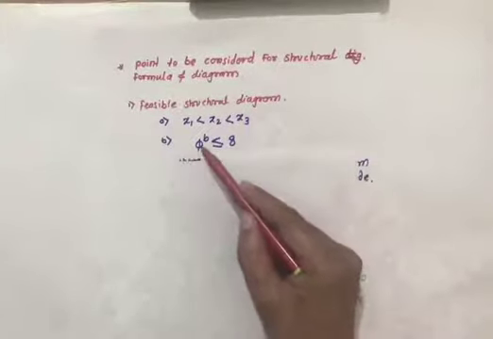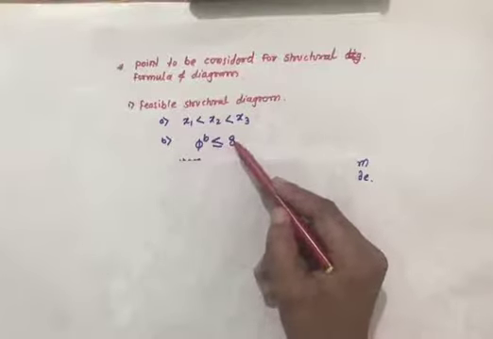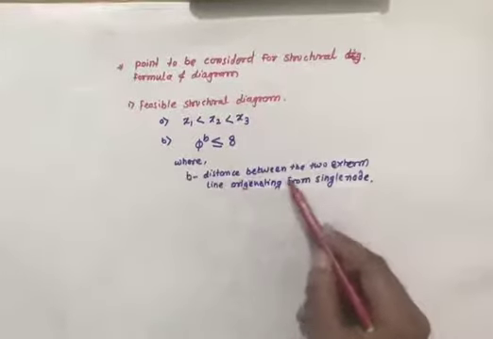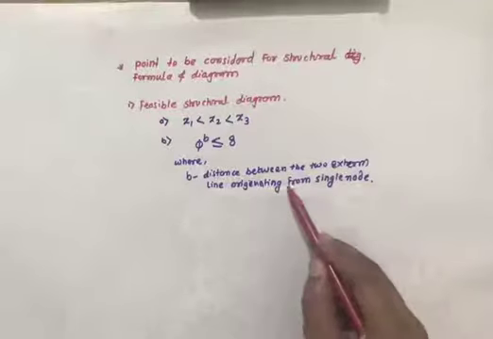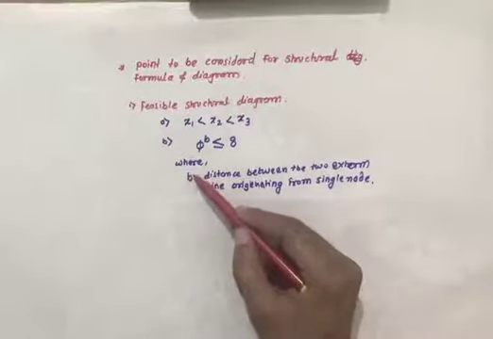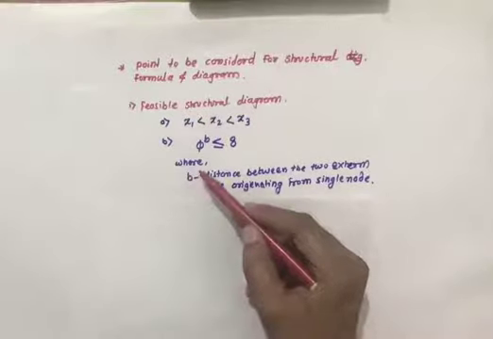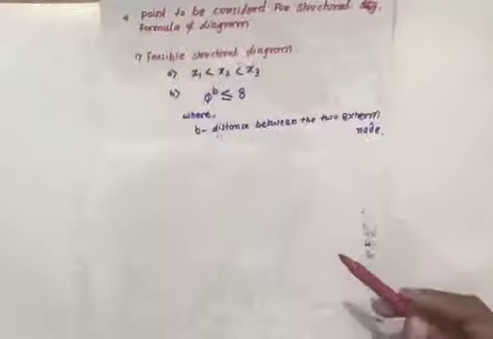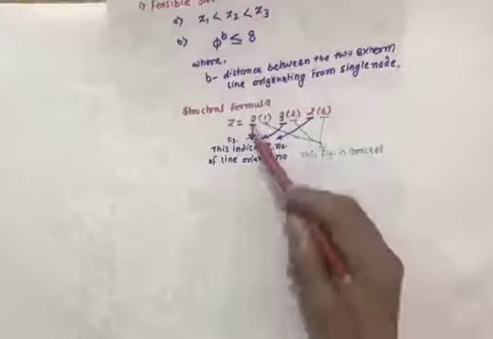Next feasibility is 5 raised to b is less than or equal to 8, where b is the distance between the two extreme lines originating from the single node. Okay, we'll solve this b after drawing the structural diagram. Now next is structural formula.